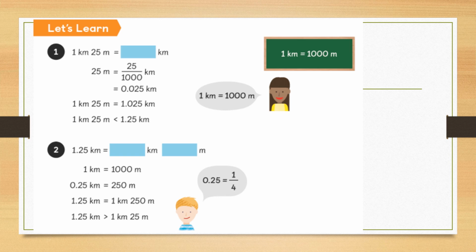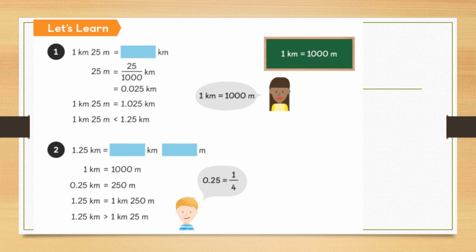Again, think about that place value chart. There's 3 zeros. It's going to move 3 places. Okay, it's going to get 3 places smaller past that decimal point. So 1 kilometer, 25 meters is actually the same as 1.025 kilometers. Okay. So 1 kilometer, 25 meters is less than 1.25 kilometers.